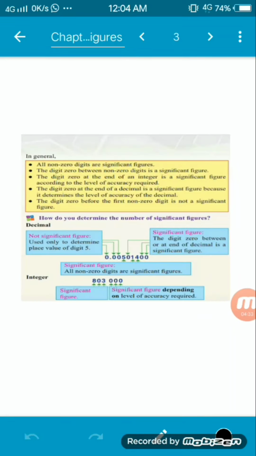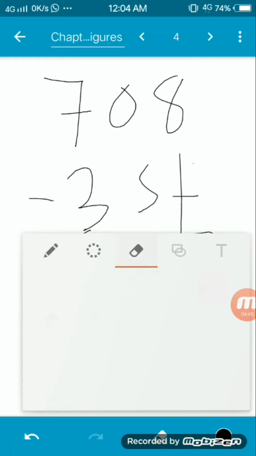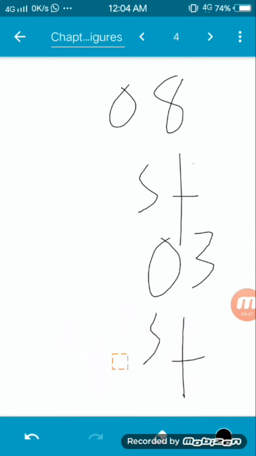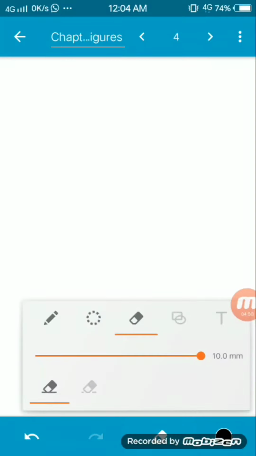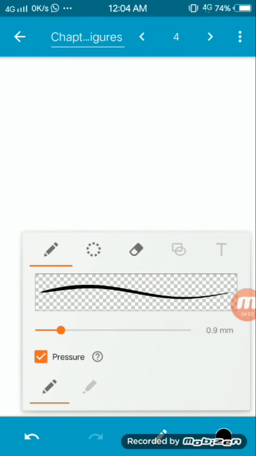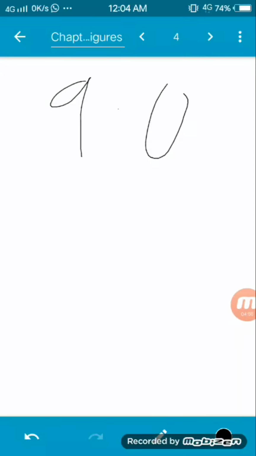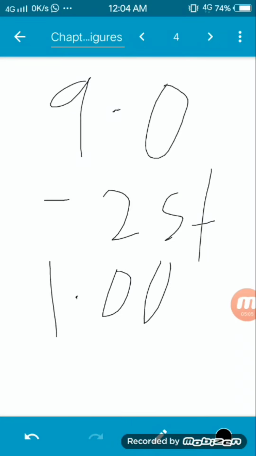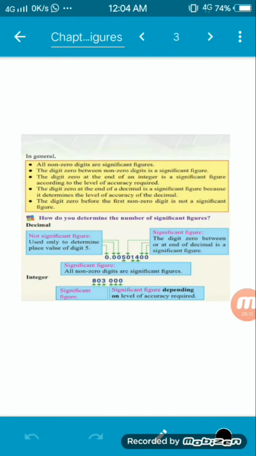Okay, next, the digit 0 at the end of a decimal is a scientific figure because it determines the level of accuracy of the decimal. For example, 9.0 has 2 scientific figures. Next example is 1.005, which has 4 significant figures.